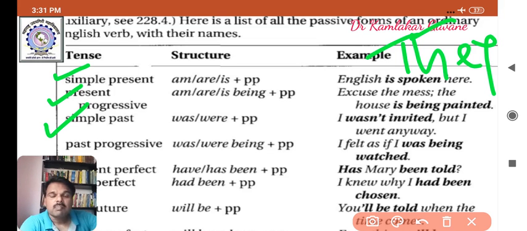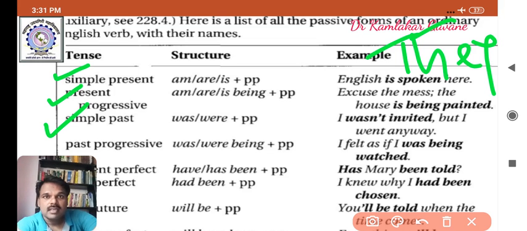Next, past progressive, or the same is called past continuous tense. I felt as if I was being watched. I was being watched is past progressive passive voice. Active voice: they were watching me. I felt as if they were watching me. This is the active voice of this sentence.